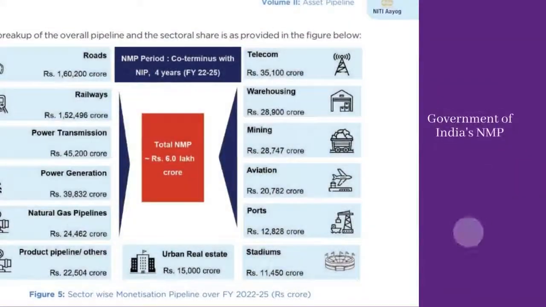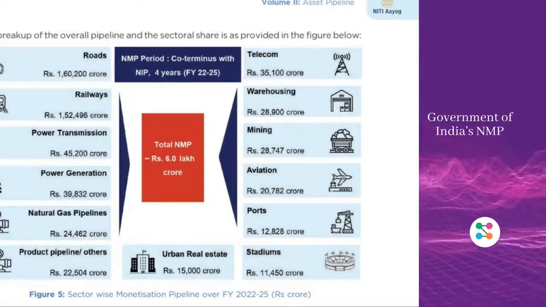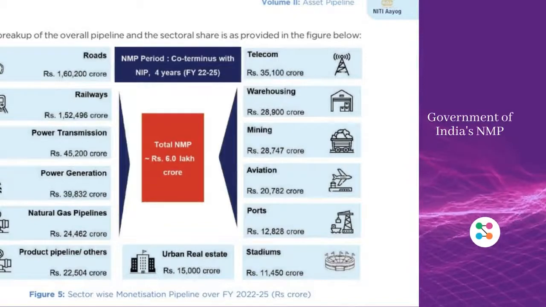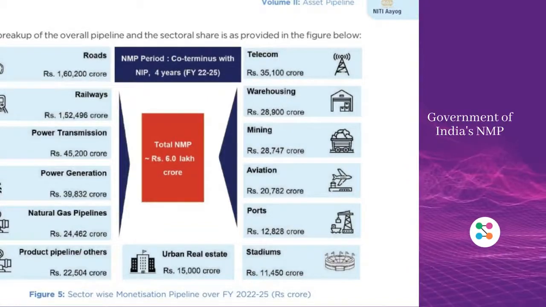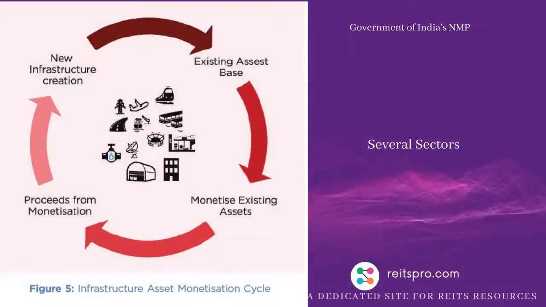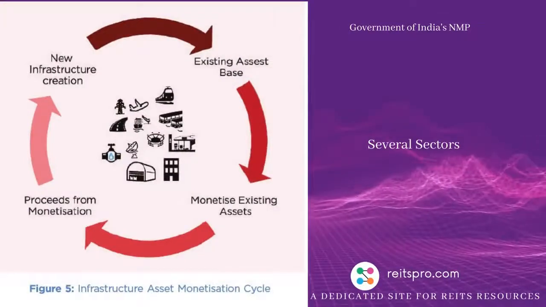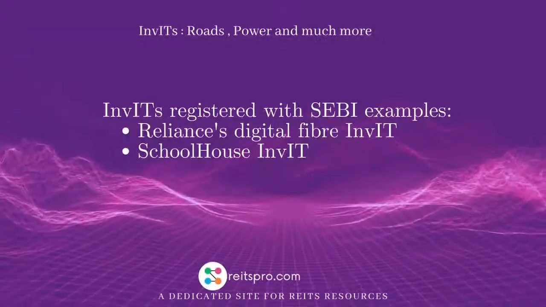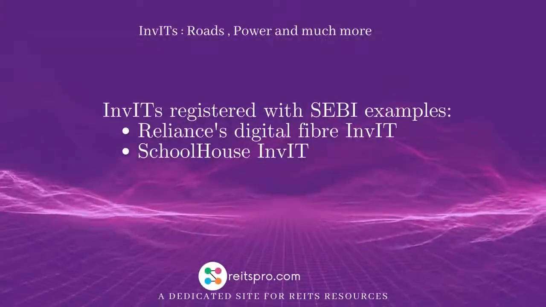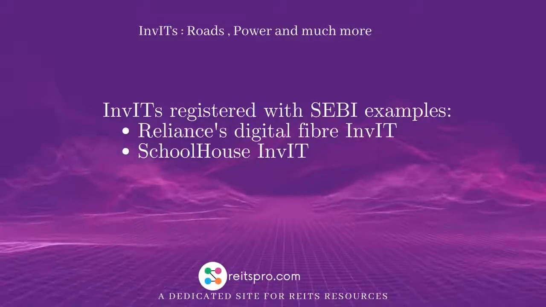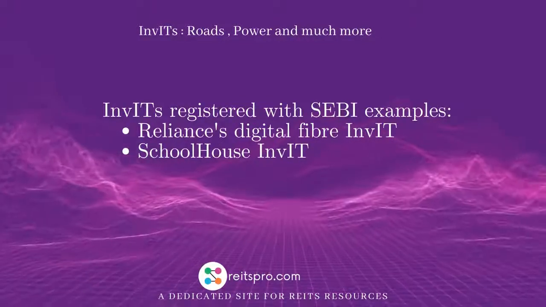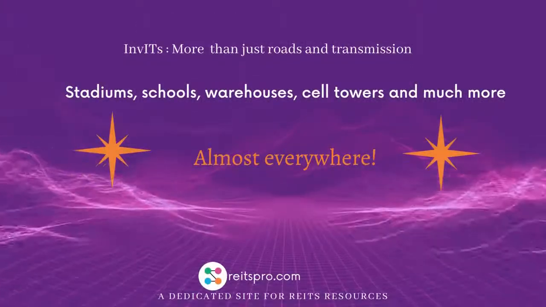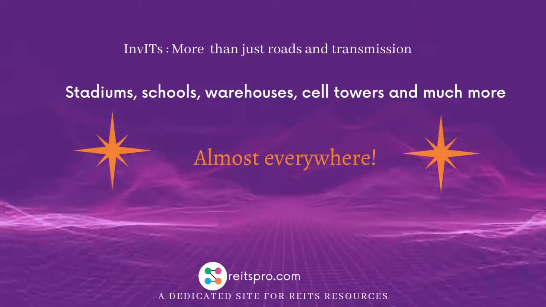real estate. There are several types of InvITs as outlined in Government of India's NMP, which is the National Monetization Plan. As you can see here: roads, telecom, railways, warehousing, power transmission, mining and so on. There's a plethora of sectors where the government has outlined the role of InvITs. As an example, two InvITs registered with SEBI are: number one, Reliance Digital Fiber InvIT, which is into, as the name suggests, digital fiber, and the second, Schoolhouse InvIT, which is into schools. So we can actually envisage InvITs almost everywhere in the coming years in India.